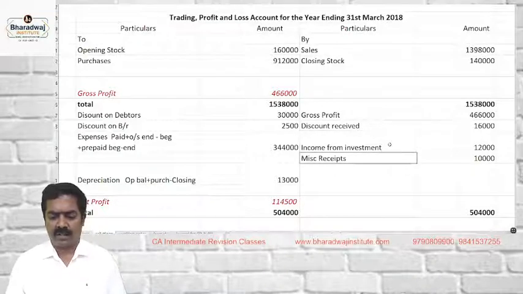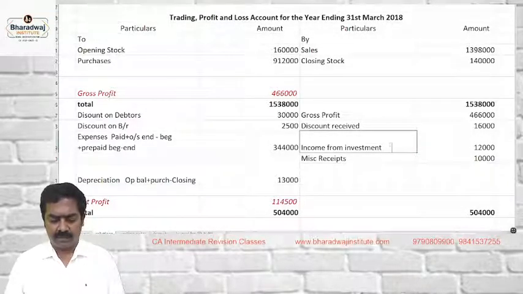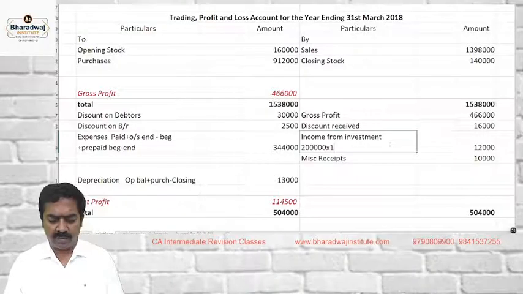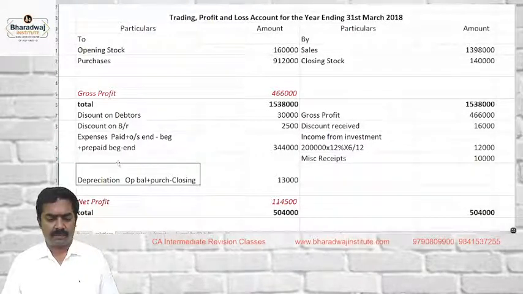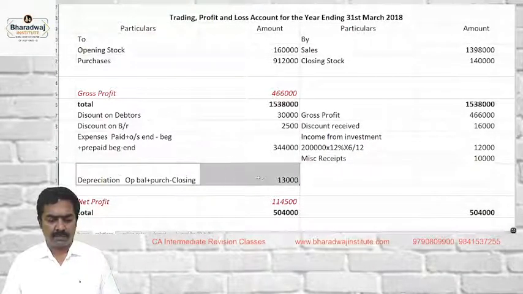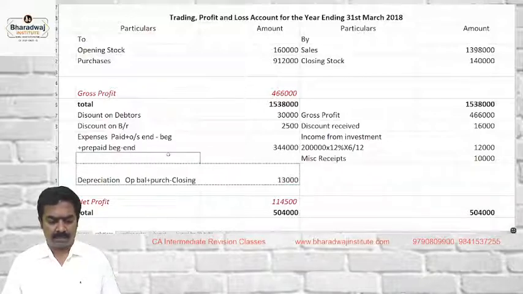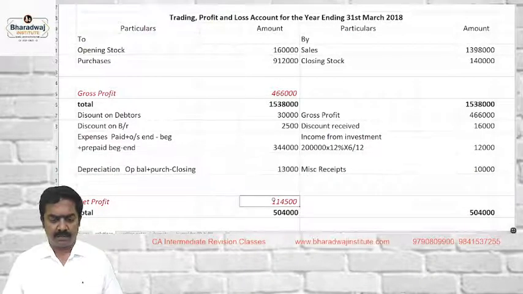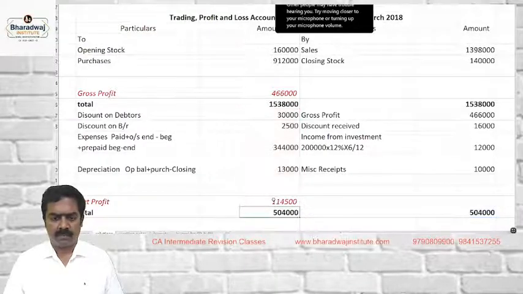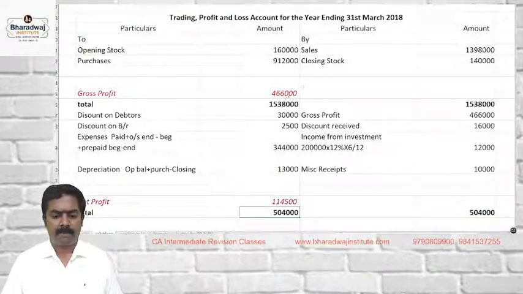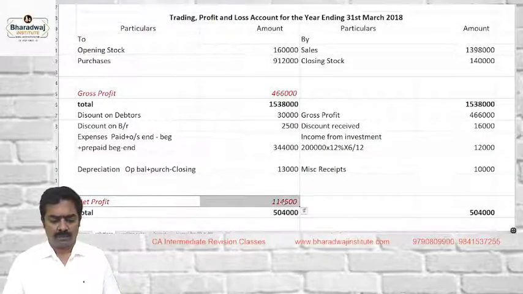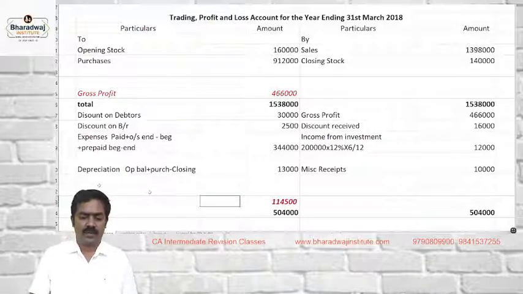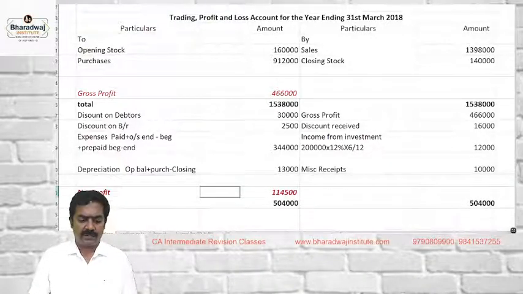Income from investment, how much is invested? 2 lakhs, at how much percentage? 12%, for how many months? 6 months. Net profit 1,14,500.